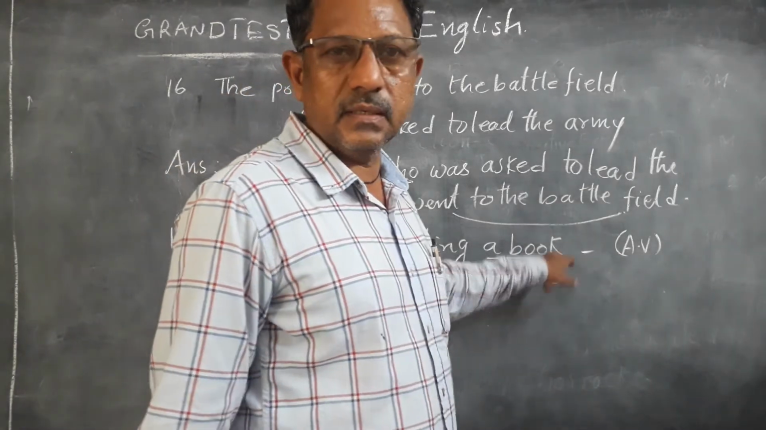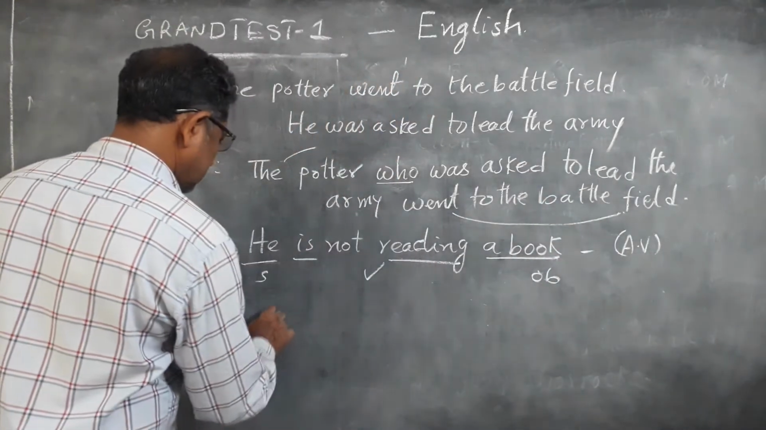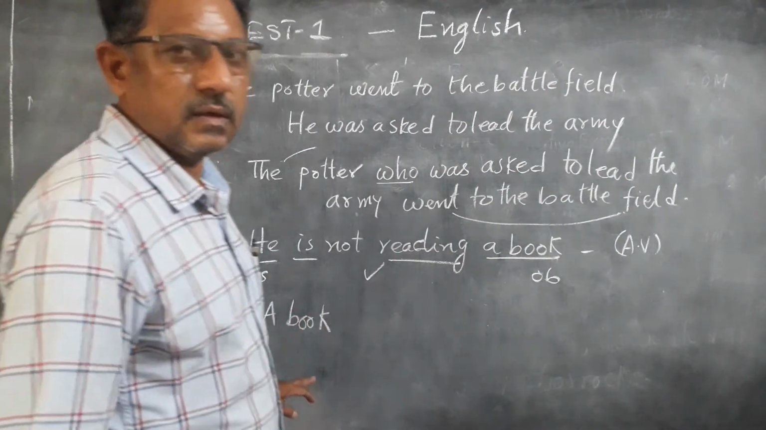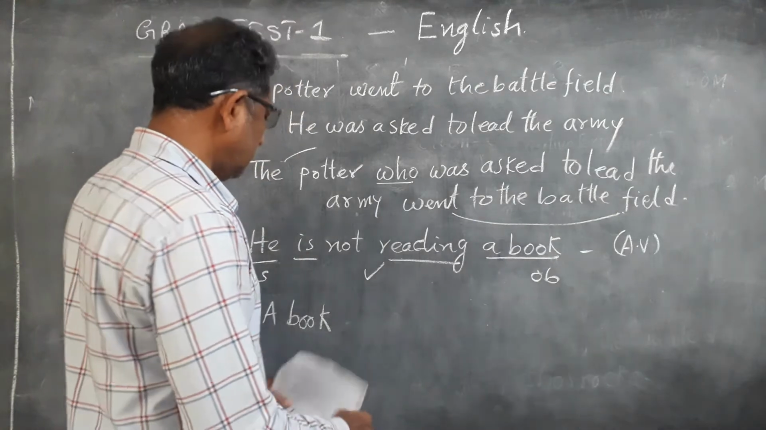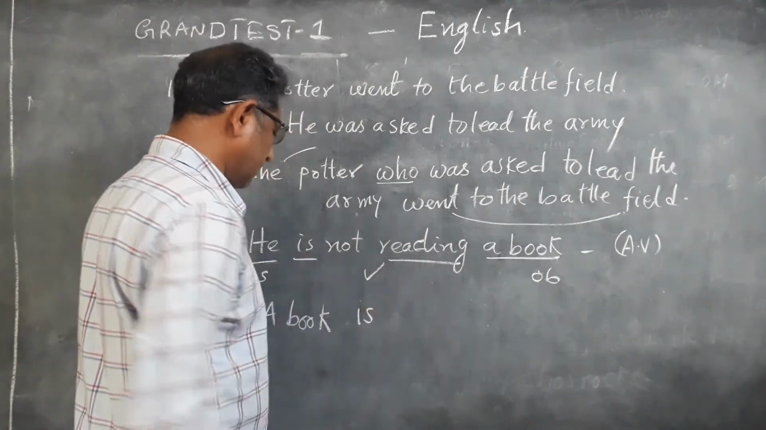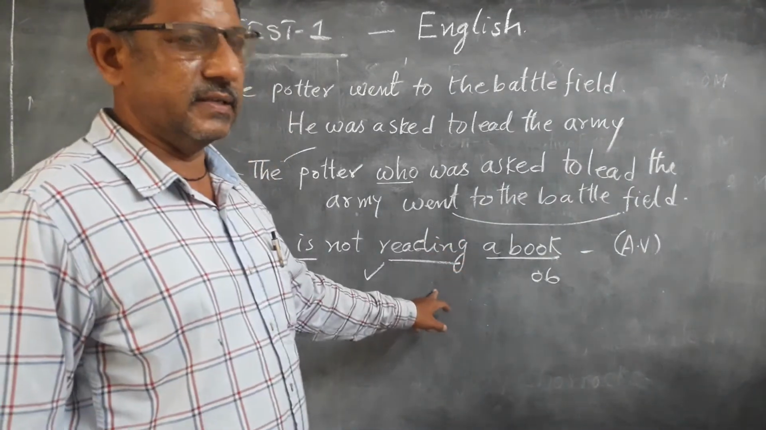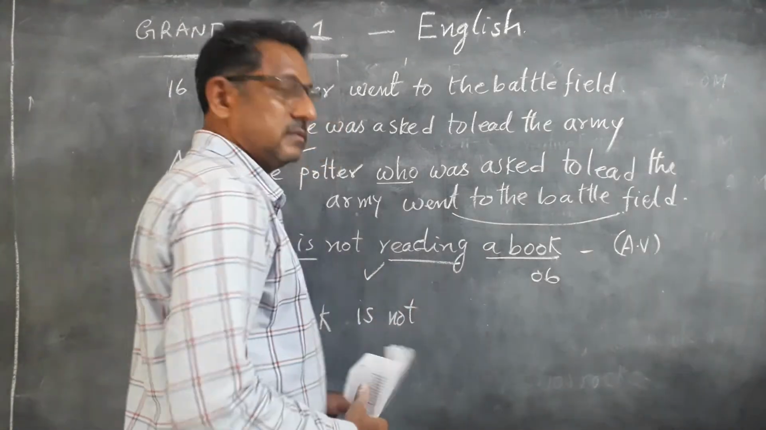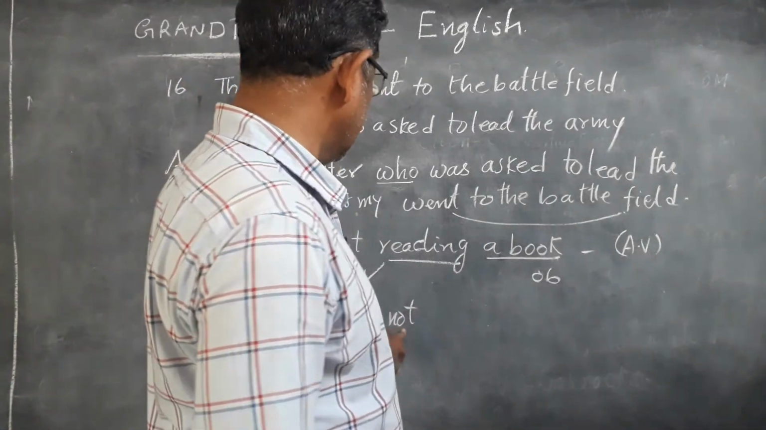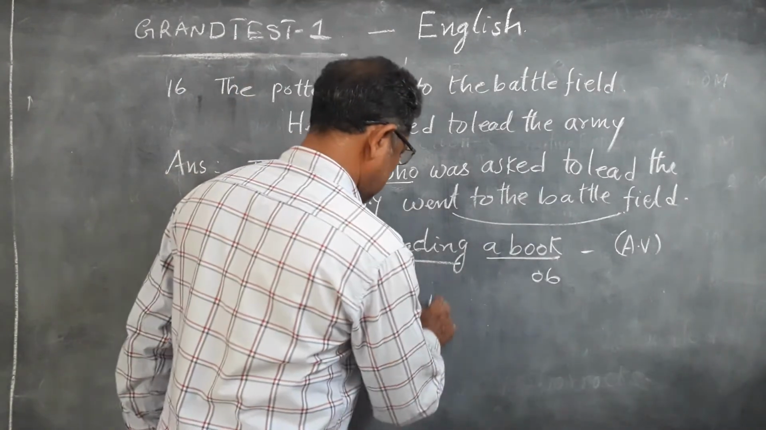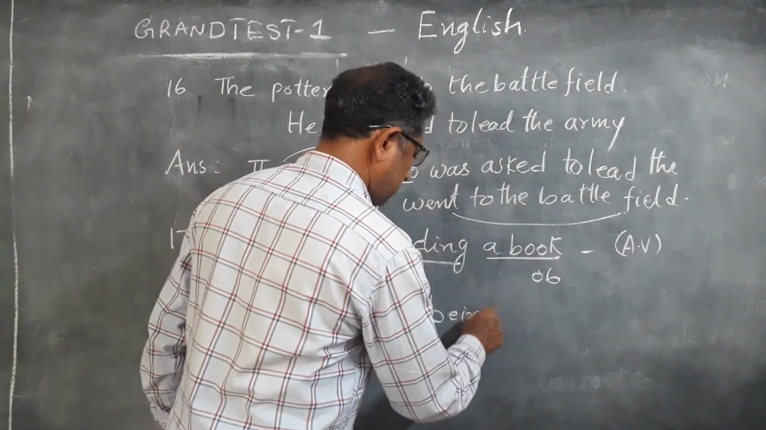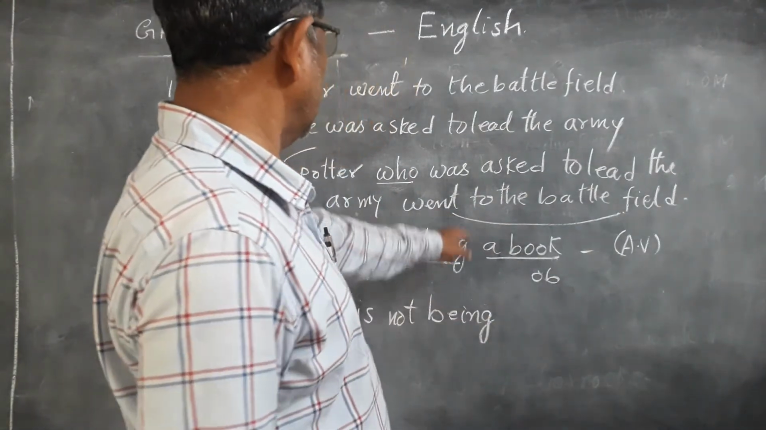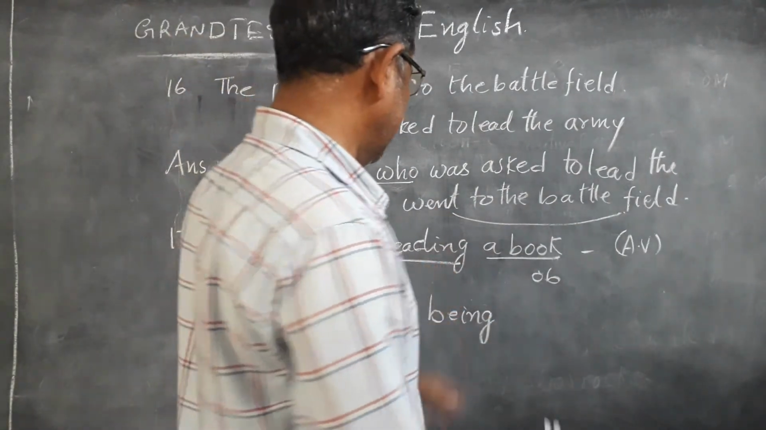First, the object comes in the subject place. A book. Now the subject is singular, so take the helping verb is. A book is. Here it is a negative sentence, so not. A book is not being. Next, what is the past participle form of read?